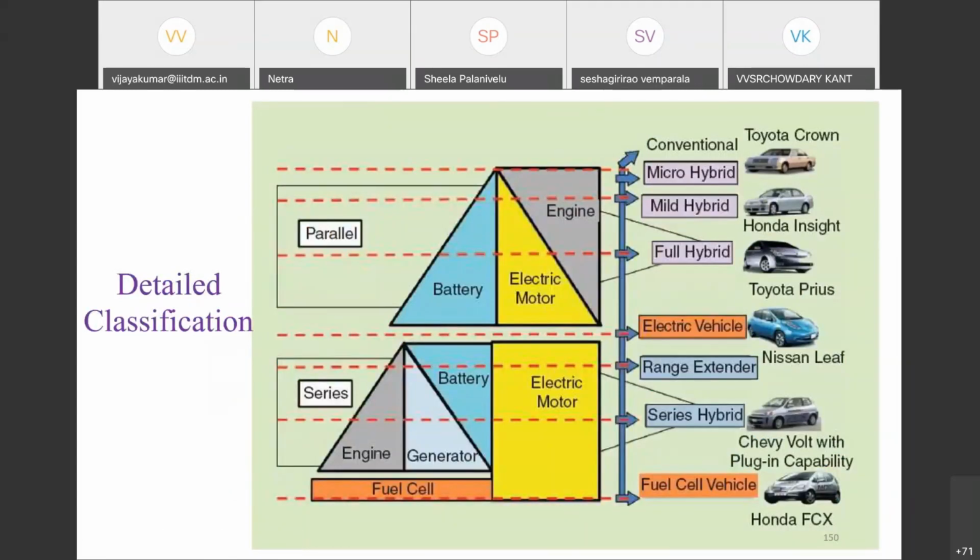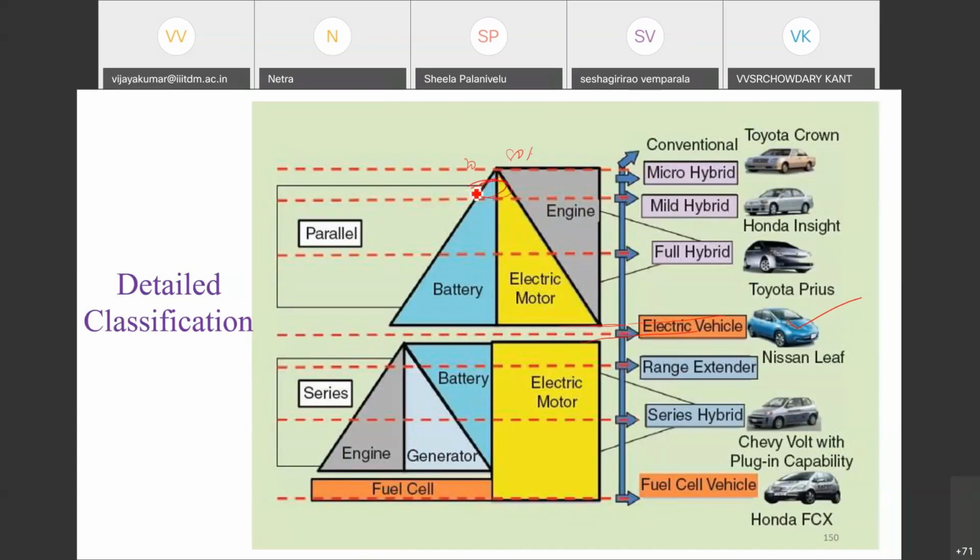Okay, so this is the detailed classification. If you are saying it's parallel or series, it depends on how much you are hybridizing and how you can call it an electric vehicle. If my vehicle operates only with the battery and electric motor, you can say it is a fully electric vehicle. This model, the Nissan Leaf, is a full electric vehicle. From the top comes the parallel combination of your engine and your electrical drive. On top is a micro hybrid. Micro hybrid means 80% of your energy comes from the IC engine and another 20% comes from the battery and electrical drive.